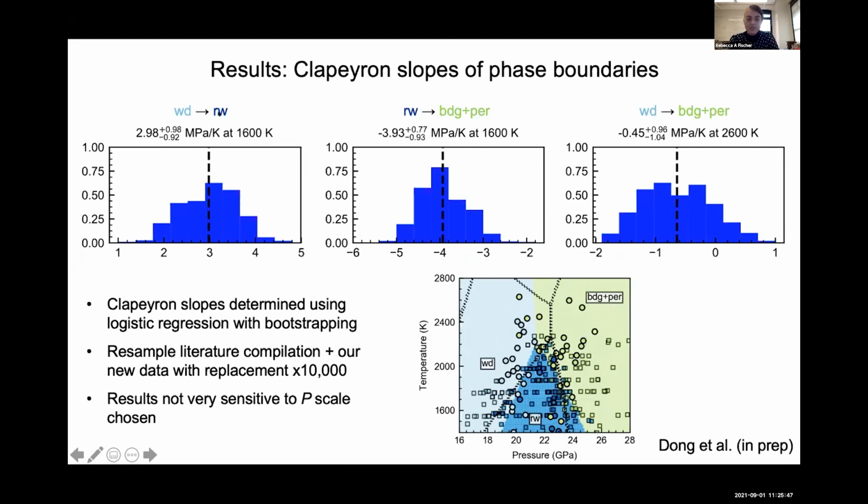So for wadsleyite to ringwoodite, we find about 3 MPa per Kelvin. For ringwoodite to bridgmanite plus periclase, we find about -4 MPa per Kelvin. And for wadsleyite to bridgmanite plus periclase, which was previously not really constrained, we get -1/2 MPa per Kelvin. And again, if you don't like our choice of pressure scale that we used, these numbers here with the Clapeyron slopes are not very sensitive to that. So this is more robust.